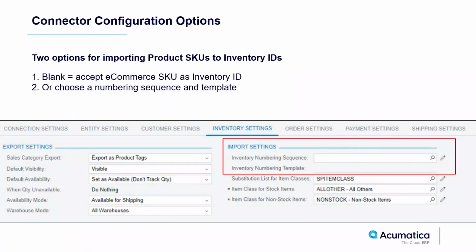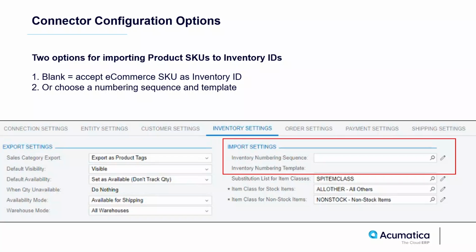Well, there's two different options for this particular configuration. First, you can just leave these fields blank, right? If all of my e-commerce items have SKUs associated with them, and I want to maintain those SKUs, well, you can leave those fields blank, and then the system will import those products and just inherit the SKU from the e-commerce platform. The other option is to set up a numbering sequence with a numbering template.